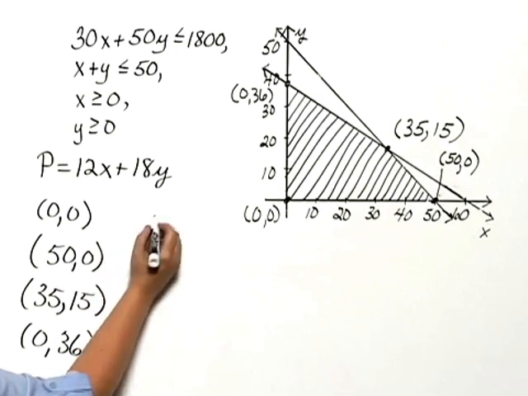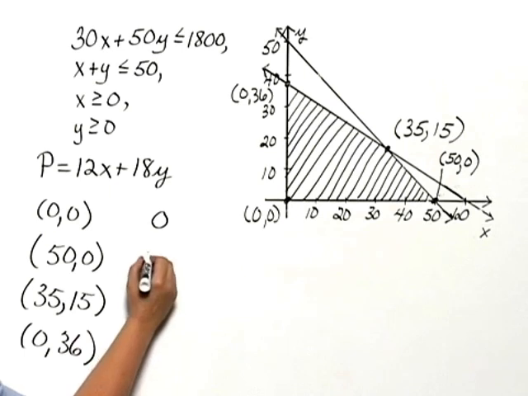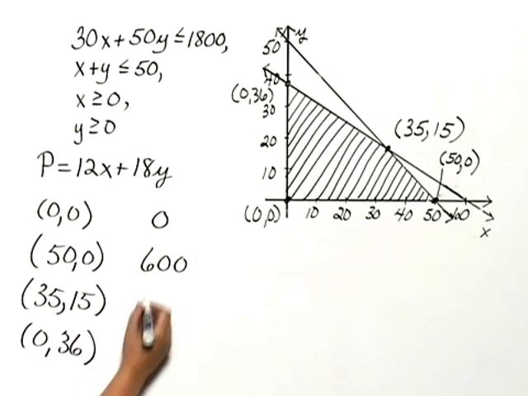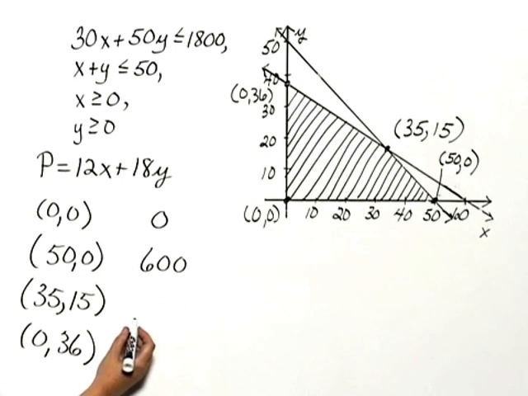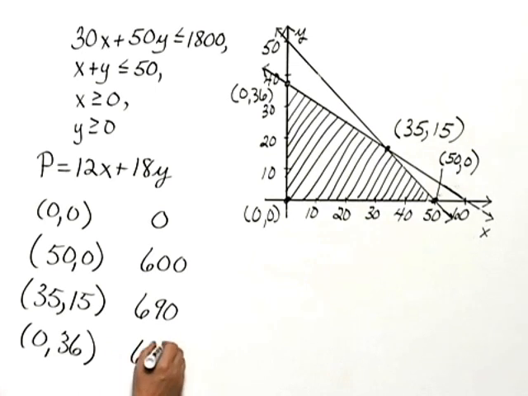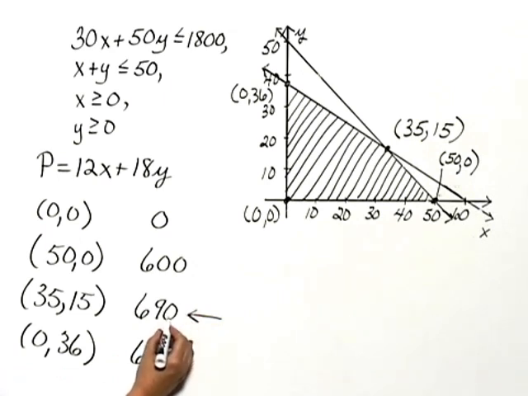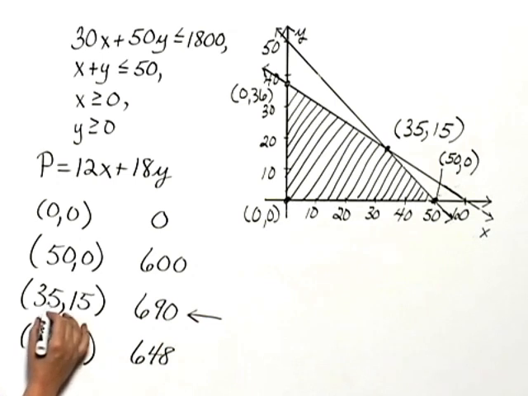Well, this would be 0 plus 0, which would give us 0. This is 12 times 50 plus 18 times 0, which gives us 600. This is 35 times 12 plus 18 times 15, which gives us 690. And last we have 12 times 0 plus 18 times 36, which gives us 648. Now once we've done that, the answer is found by simply looking through these numbers and choosing the largest one. If we wanted to minimize it, we choose the smallest one. This is the maximum profit that we can make, and this tells us how many manicures and how many haircuts to schedule.